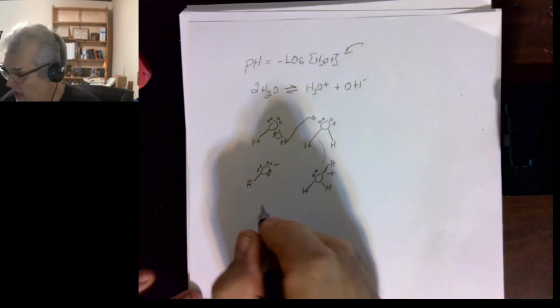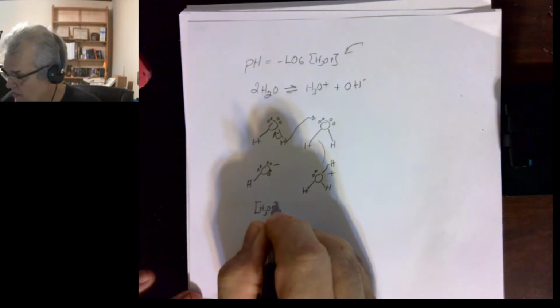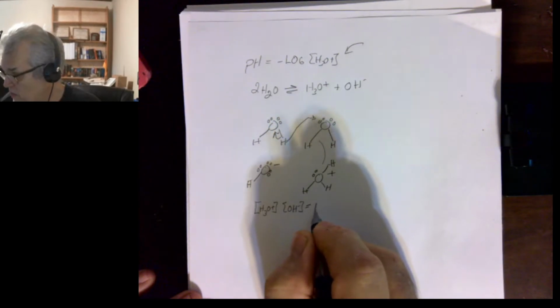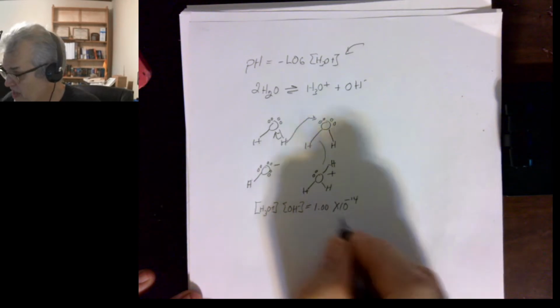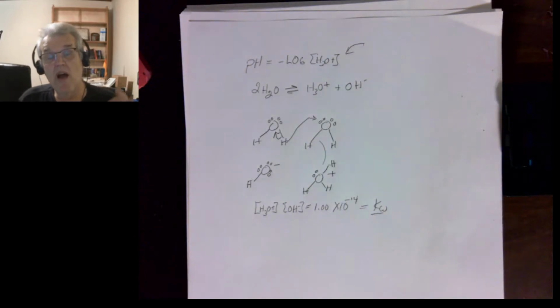It occurs to the level where the concentration of the hydroniums times the concentration of the hydroxides equals 1.000 times 10 to the negative 14. That's known as Kw. K, constant. That means always in an aqueous solution, the hydronium ion concentration times the hydroxide ion concentration equals 1 times 10 to the minus 14.